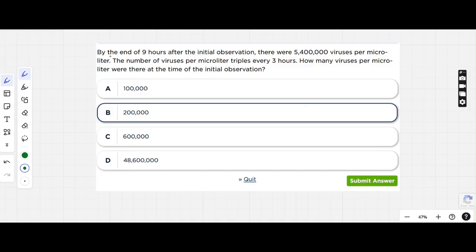Let me read it. So they say by the end of 9 hours after the initial observation, there were some amount of viruses per microliter. Got it? Now the number of viruses per microliter triples every 3 hours. That's the context and that's the hint. We need to figure out how many viruses per microliter were there at the time of the initial observation.